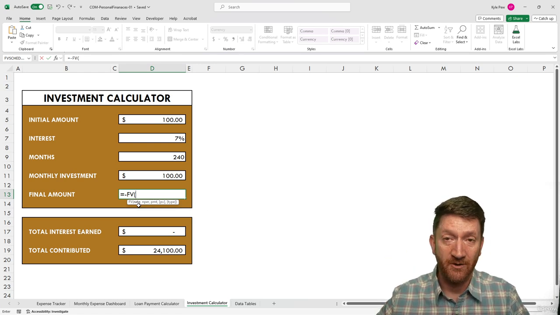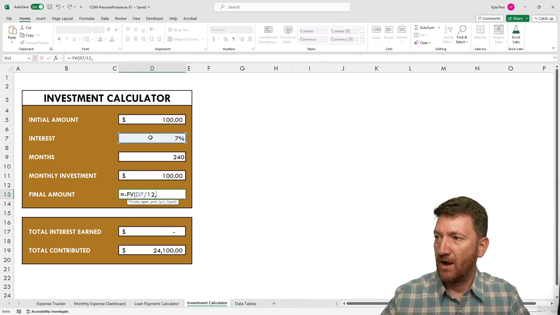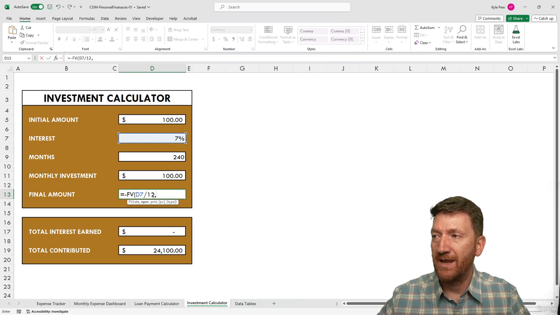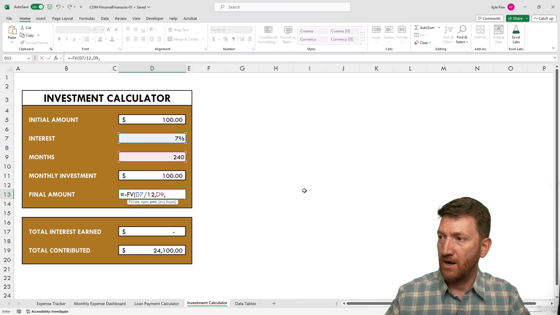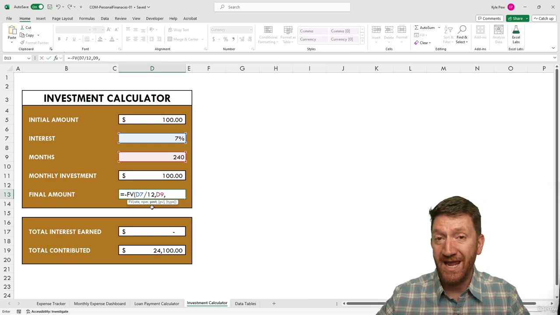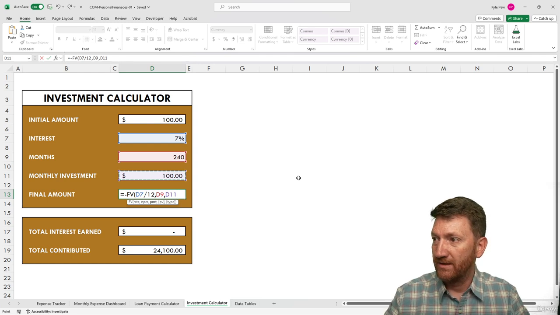So the first thing it wants to know is the rate. So I'll grab D7. I'll divide that by 12, comma. Wants to know the number of payments. We got our 240 or 20 years later, comma. Wants to know the payment, how much you're going to make each month. That's going to be our additional $100. And then comma, what's our present value?